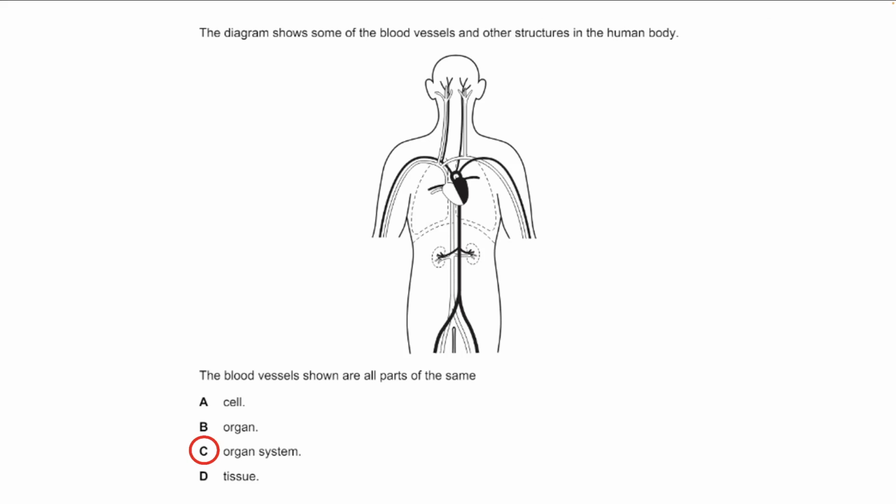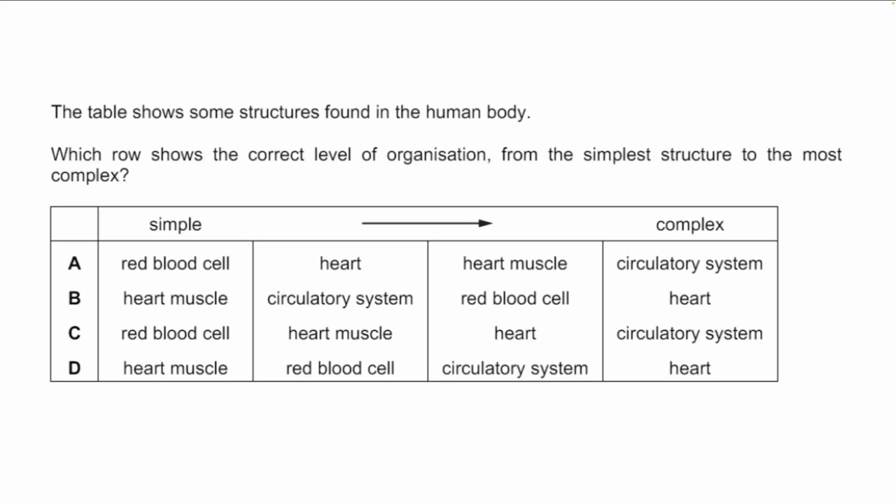And now the last question before we move on, have a go at this. The correct answer here is C, since the cell is the simplest level of organization here, followed by the heart muscle tissue, which is made up of many different cells, then the heart itself, which is an organ, and finally the most complex part here is the circulatory system, so option C checks out.